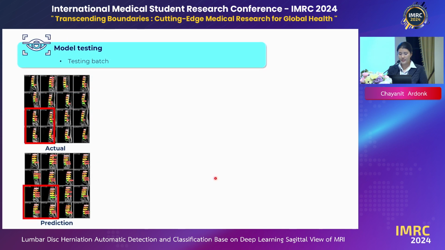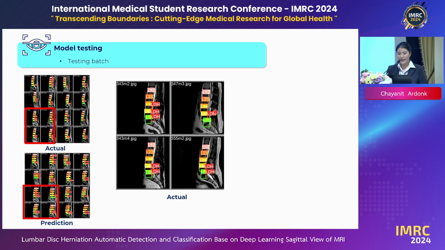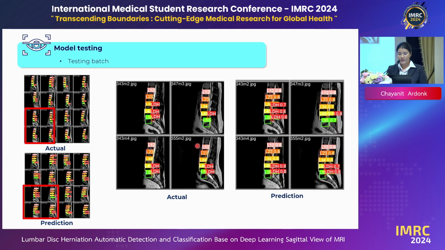For model testing, this is an actual set which represents the images of the testing set that have not been predicted yet. And this is a prediction set, which is the result from the model after making predictions. The red label shows LDH, which means lumbar disc herniation, with the confidence level behind it. As you can see, our model predictions are quite accurate, with the confidence level varying from 60% to 80%, compared with the original.